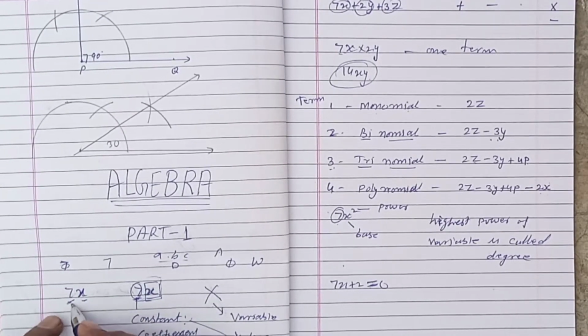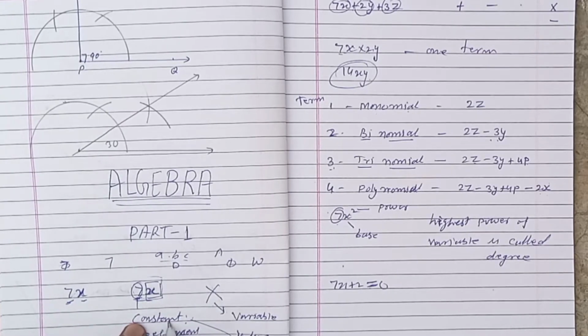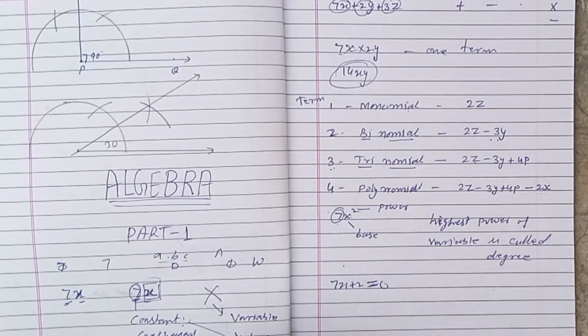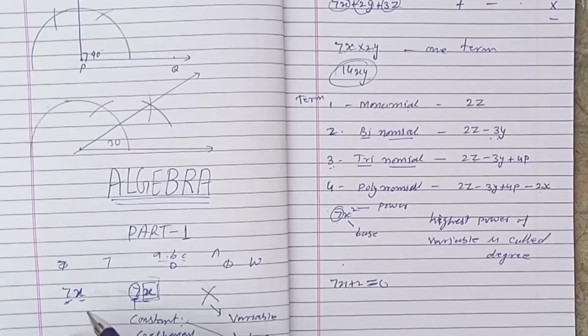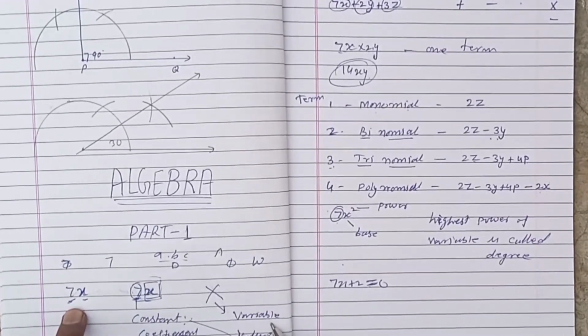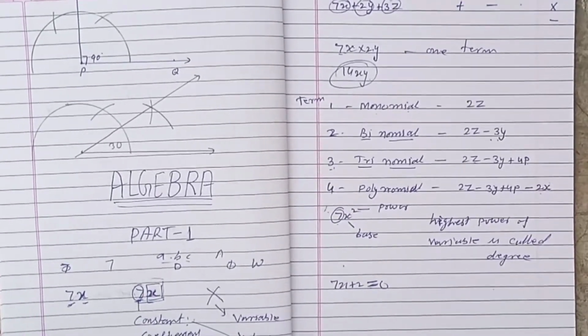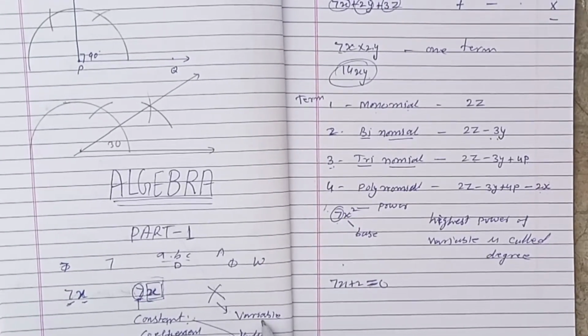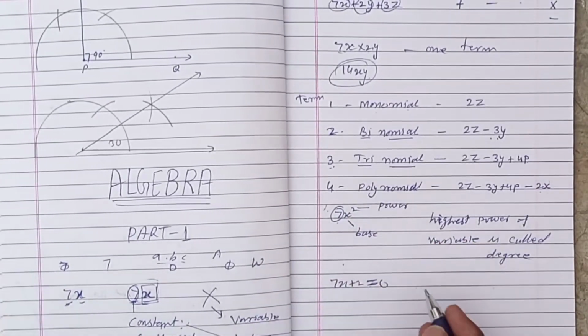Now what is the 7? 7 is called the constant. Constant means the value is never changed. Wherever you write 7, it will be 7 only. It is not changing. It is called the constant or coefficient. Whatever other alphabet is given, that alphabet is called the variable. Variable means the value always changes. Constant value does not change; variable value changes.